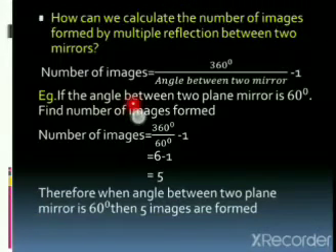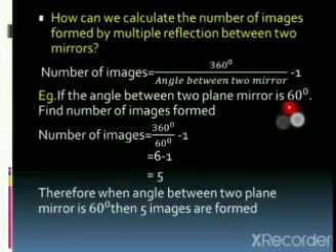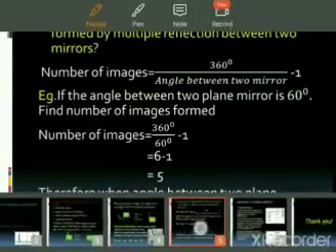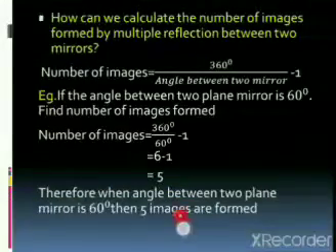For instance, if the angle between two plane mirrors is 60 degrees, then you are supposed to find the number of images. So we have this formula: number of images equals 360 degrees over the angle between two plane mirrors, which is 60 degrees, minus 1. If we calculate this, I'm getting 6 minus 1, which is 5. So 5 images are formed when the angle between two plane mirrors is 60 degrees.